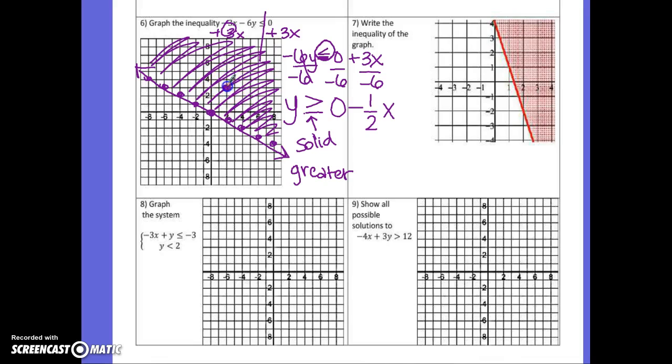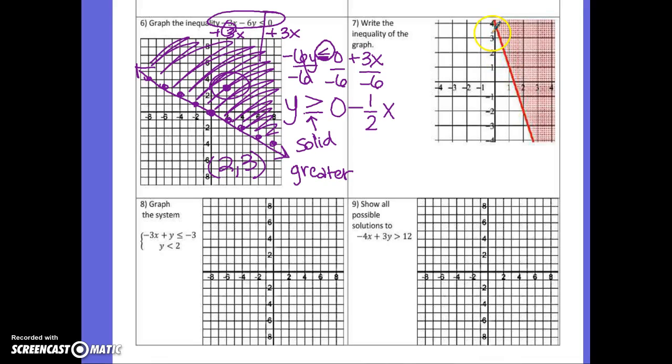If I pick this point right here, that x, y value, which is 2, 3, and you plug it into the inequality that you started with, it will work. Meaning the left side will be less than or equal to 0. It will work.